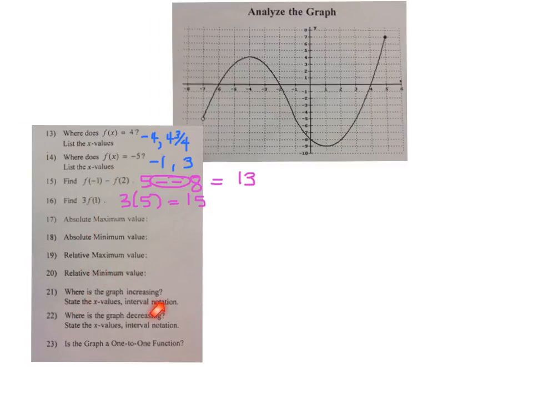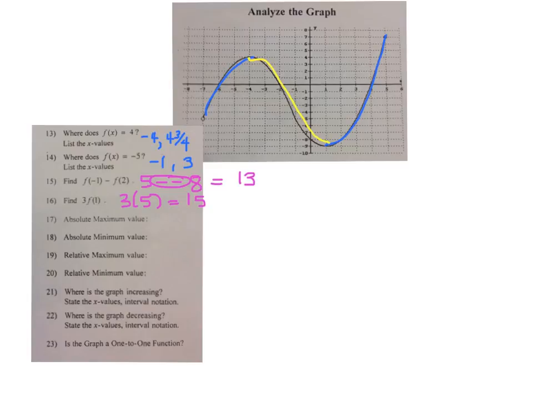Where is the graph increasing? Well, it's anywhere the graph is going up. So I'm increasing right here. But as soon as I hit the top, I start decreasing. As soon as I hit the bottom, I start increasing again. So I would be increasing here, and I would be decreasing here.